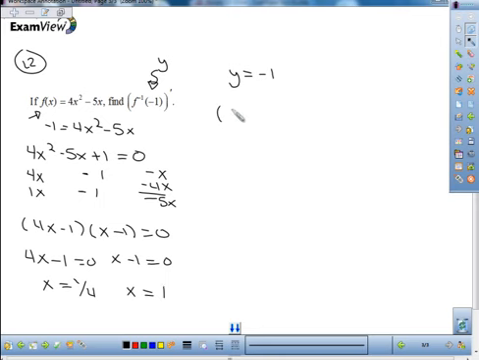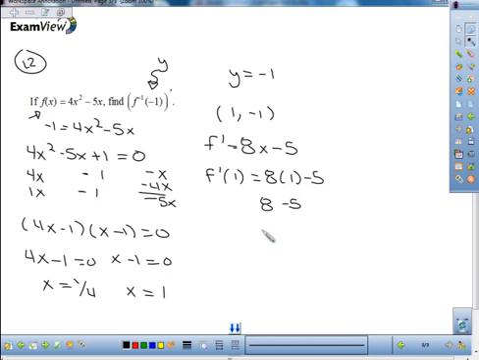So let's do the first point at 1, negative 1. Okay, I'm going to take my derivative. I'm going to have 8x minus 5. So the derivative at my x value can be 8 minus 5. So that's 3.